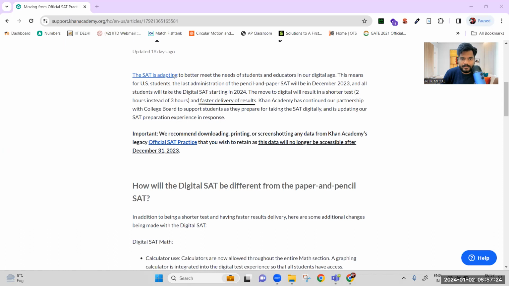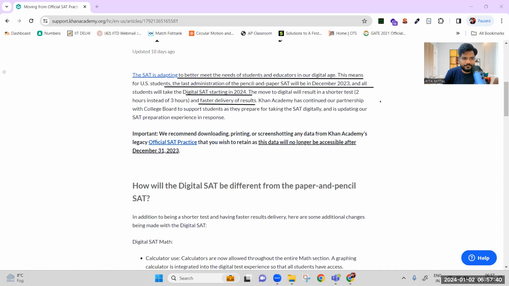It says the SAT is adapting to better meet the needs of students and educators in our digital age. This means for US students, the SAT, which was pen and paper earlier, in December 2023 going forward will be digital SAT. Okay, understood.